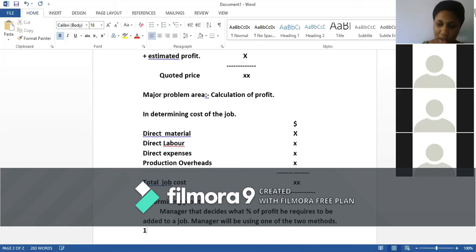The first is calculating profit as a percentage of selling price, which is called profit margin. When we are calculating profit based on a profit margin, we are basically saying that the profit is computed as a percentage of the selling price.